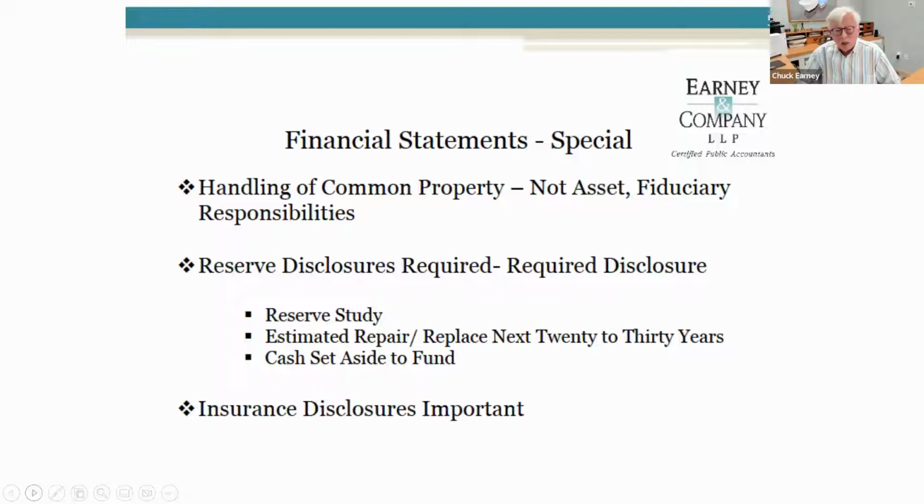And that has to show what it's going to cost to repair or replace anything under your responsibility, normally in the next 20 to 30 years. Why is that important? Well, the reserve study, engineers estimate how long things are going to last. And the study says, okay, you're going to need this amount of money over the next 20 to 30 years to cover that.